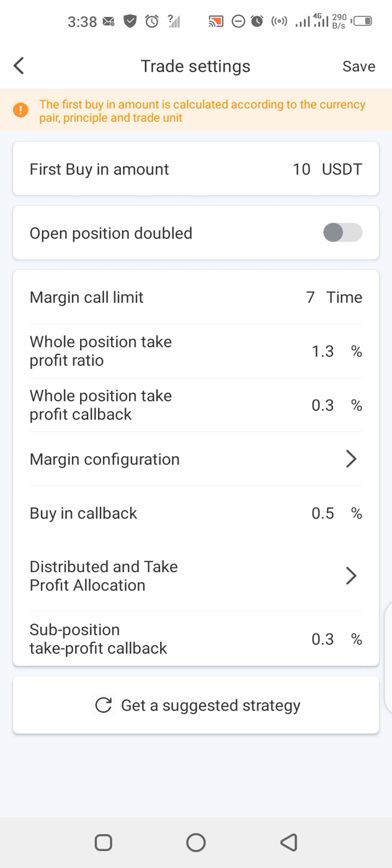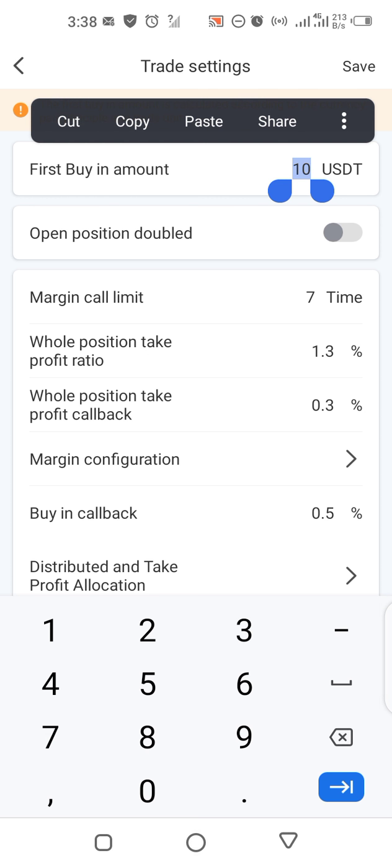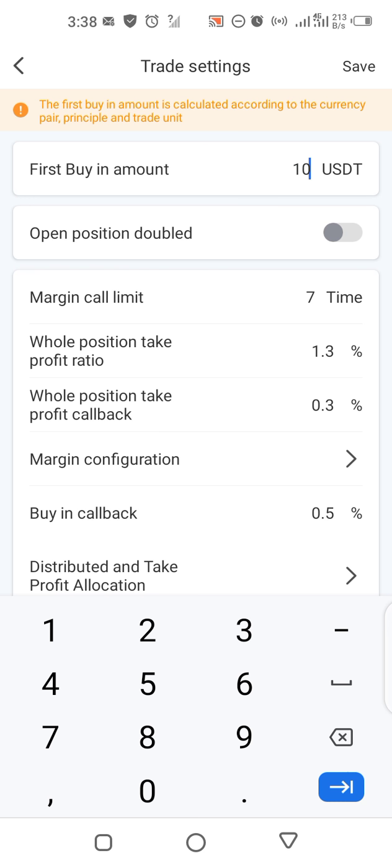All right, now when we tap on these settings here, we have the first buy-in amount. So it's up to you, depending on your capital. You may say my first buy amount will be 100. Okay, my first buy amount will be 50. My first buy-in amount will be 300. It's up to you. So I'll leave 10 here.